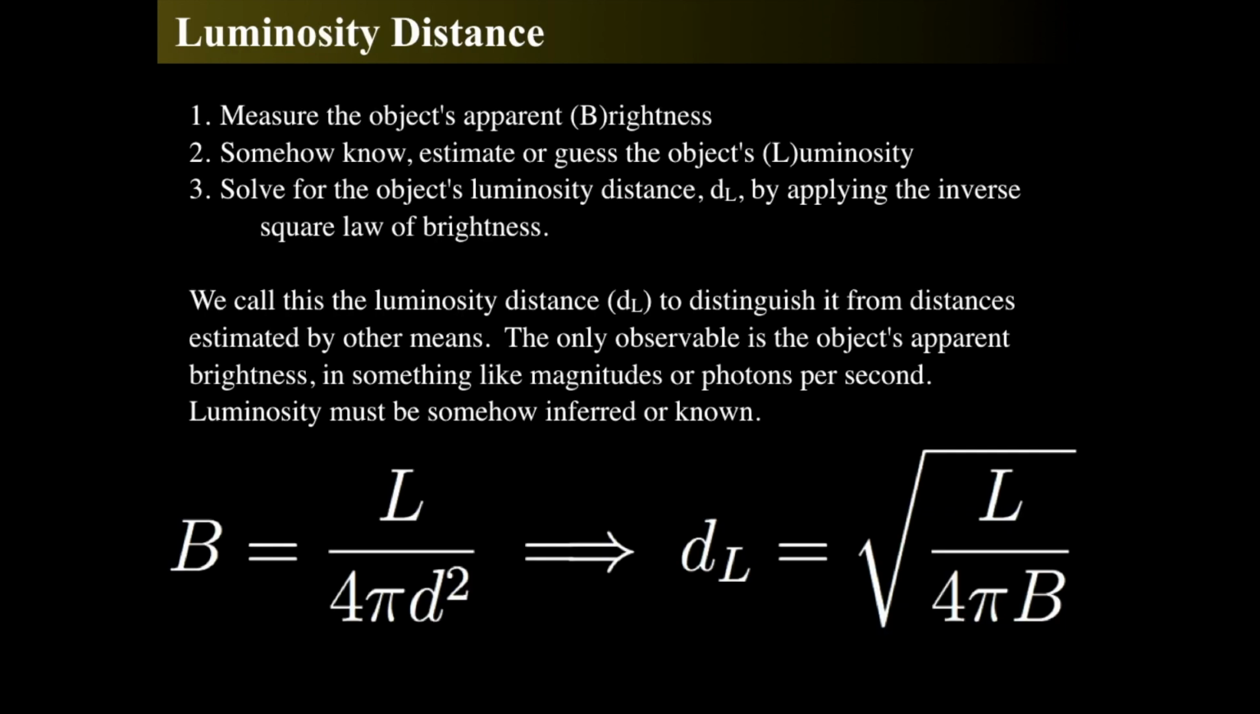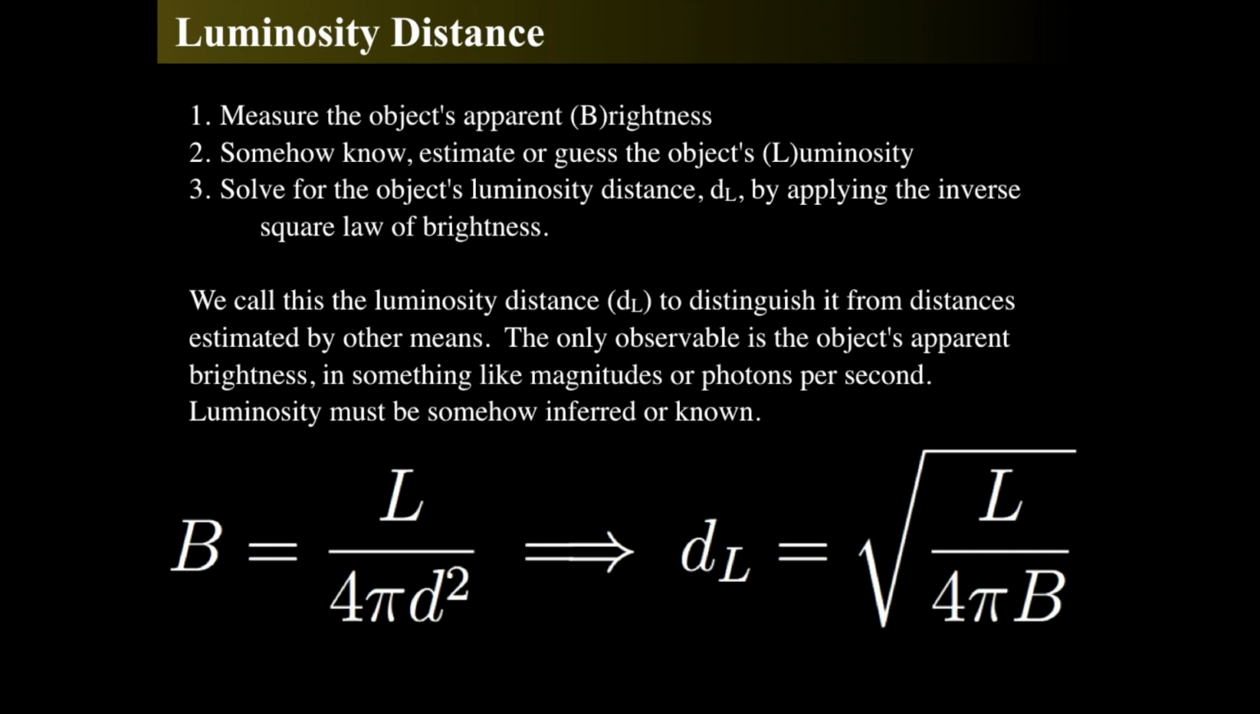All right, so we're going to define a new kind of distance that is secondary to parallax distance, because parallax is the only geometric way of knowing things. It's the only direct measurement of distance, and that's why Gaia was such an important mission. But the luminosity distance is just as important. How you do it is you measure the brightness of some object in some filter, say, and then you have some way of knowing or estimating, guessing, or positing the luminosity of the object, and then you solve for its luminosity distance by applying the inverse square law of the brightness. And that's what we see here.